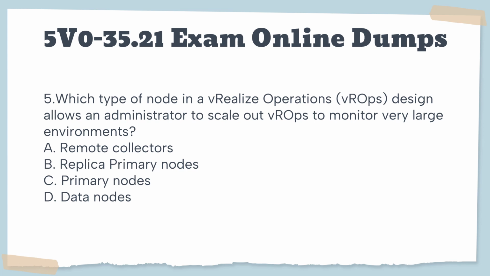5. Which type of node in a vRealize Operations (vROPs) design allows an administrator to scale out vROPs to monitor very large environments? A. Remote collectors. B. Replica primary nodes. C. Primary nodes. D. Data nodes.